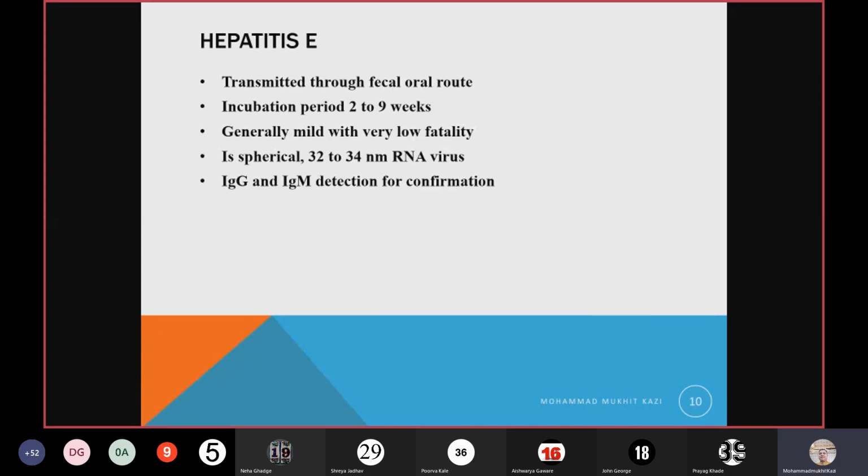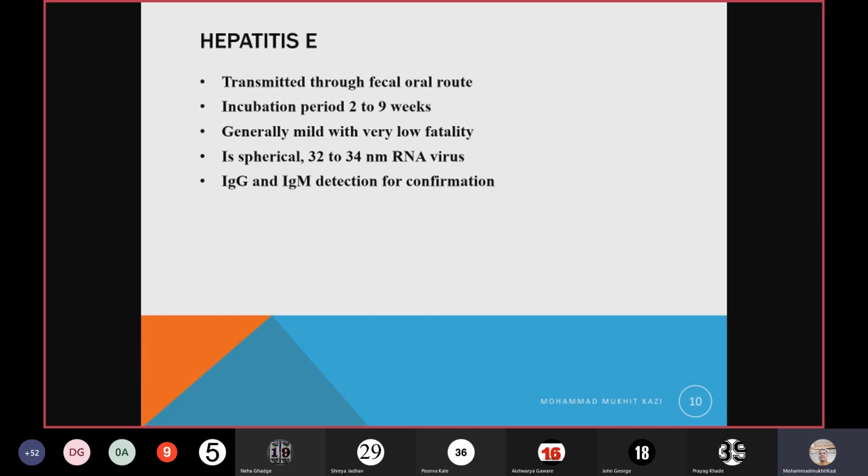And this is the last one, which is hepatitis E virus. To remember, A and E are always transmitted through the fecal-oral route, and B, C, D are always transmitted through blood. Hepatitis E is transmitted through the fecal-oral route, and the incubation period is 2 to 9 weeks, almost more than 1 month.